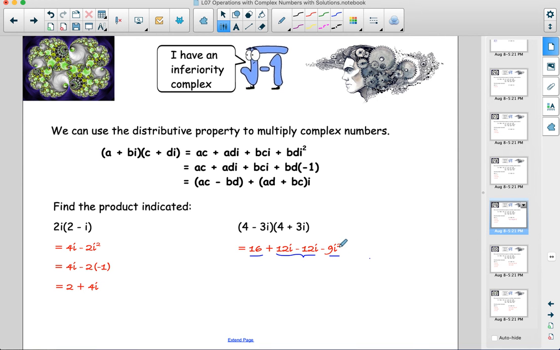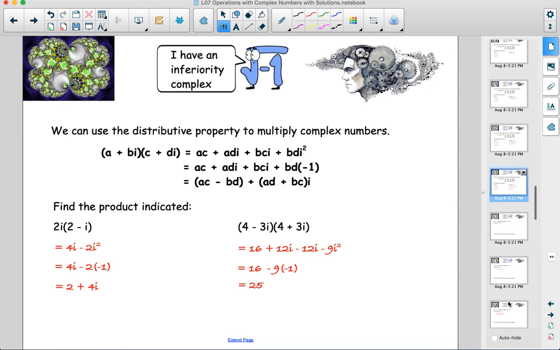I'm now going to replace i squared with negative 1. So I now have my imaginary parts dropping out. 12i minus 12i is 0i. Negative 9 times negative 1 is going to become 16 plus 9. And of course, 16 plus 9 is 25.